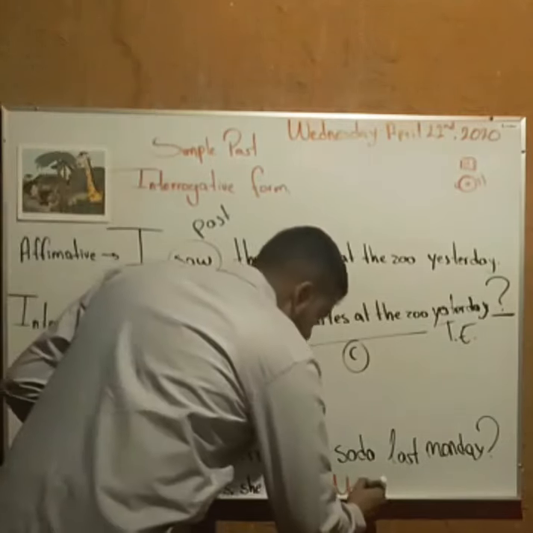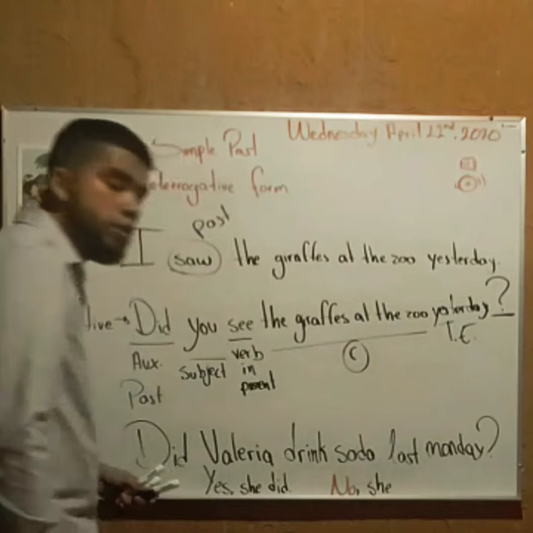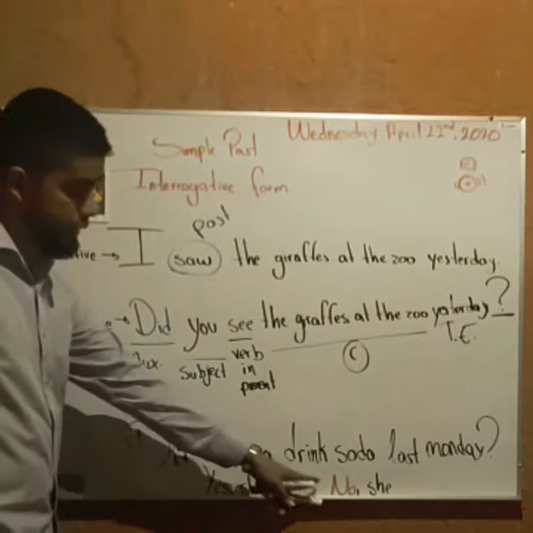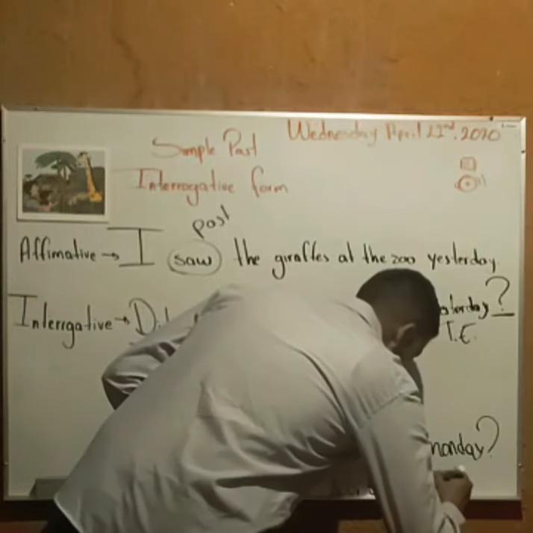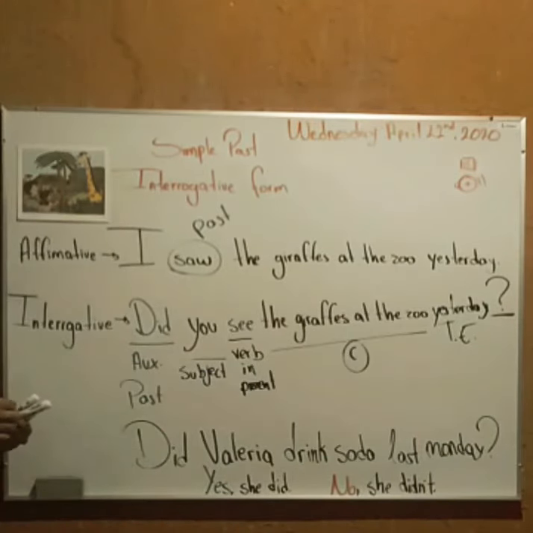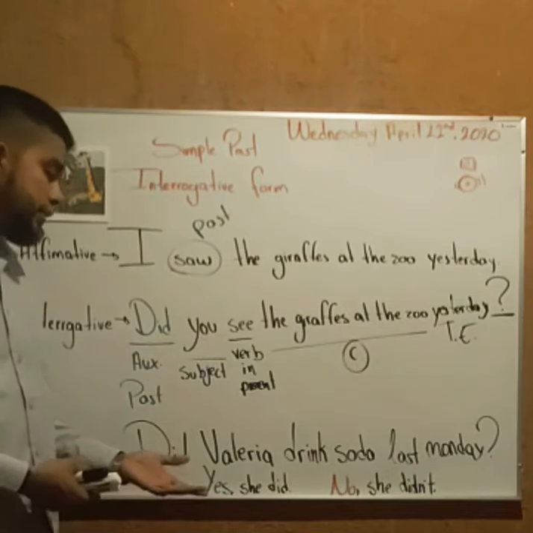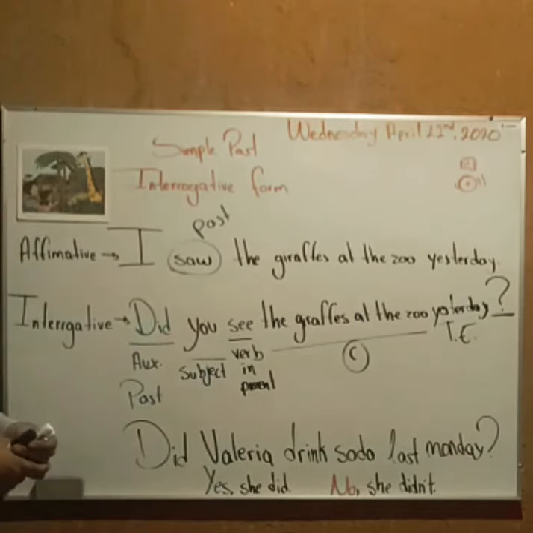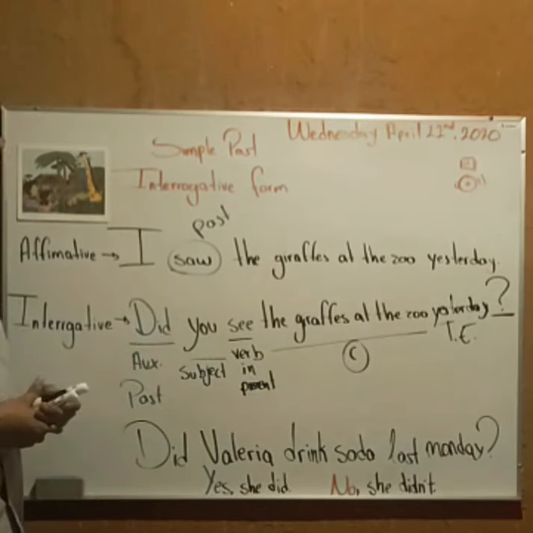Or no, she did. It's negative form. No, she didn't. So pay attention to that. How do we know which subject are we going to use in the answers? Easy. It's the same subject that we're using in the questions. Okay, so this is it. This is simple past in interrogative form.